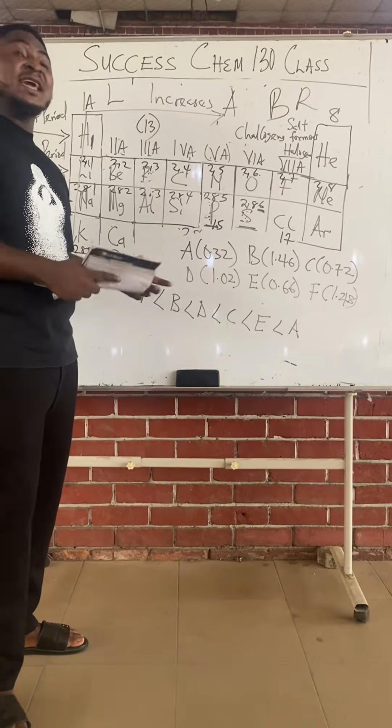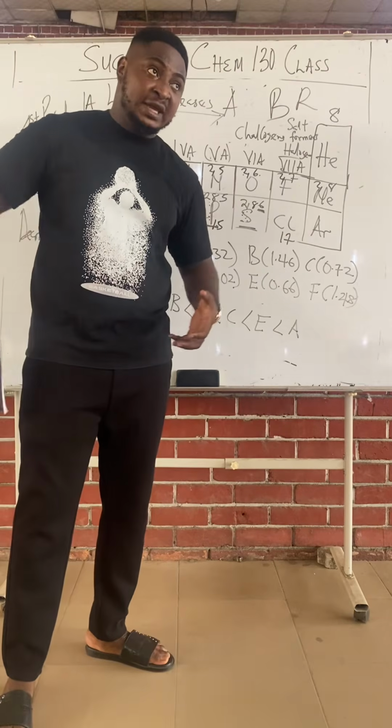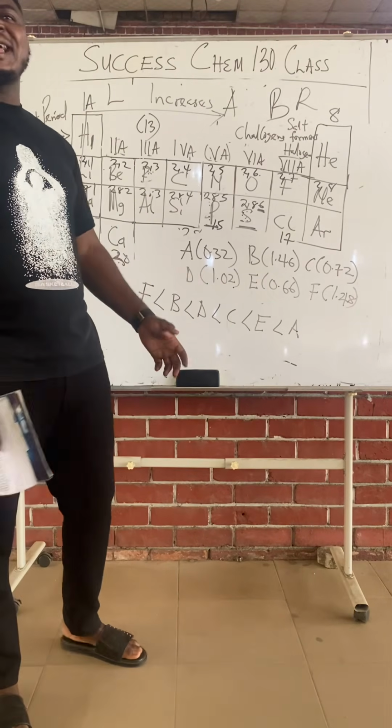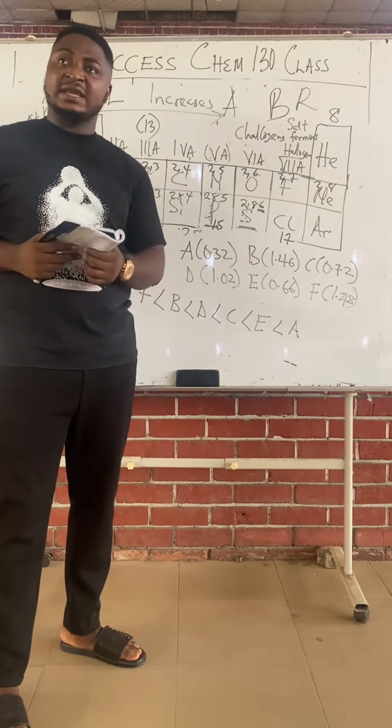So A has the biggest ionization energy because he has what? The smallest atomic size. A has the biggest ionization energy because he has the smallest what? Atomic size.